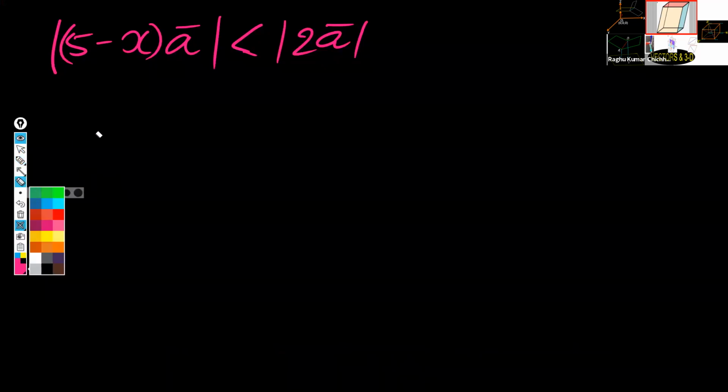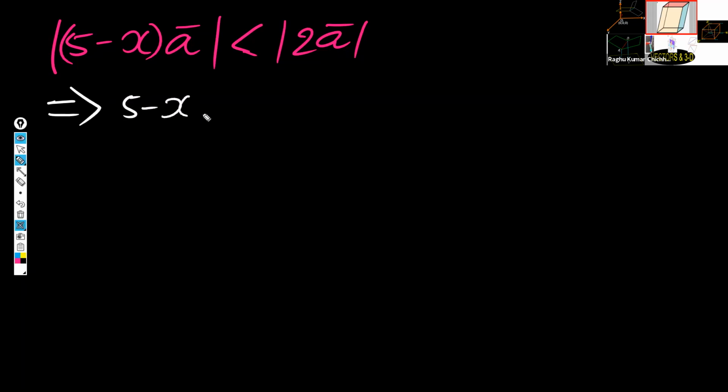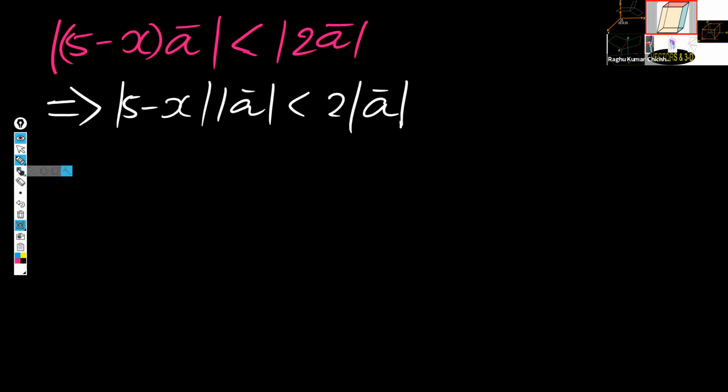So yeah, this is simple. Let me write this as modulus of phi minus x into modulus of A bar less than 2 into modulus of A bar. Modulus of A bar is a non-zero vector. It should be given. Then you can cancel it off. Obviously, it's a non-zero vector. Then what is it that you get? Modulus of phi minus x less than 2.